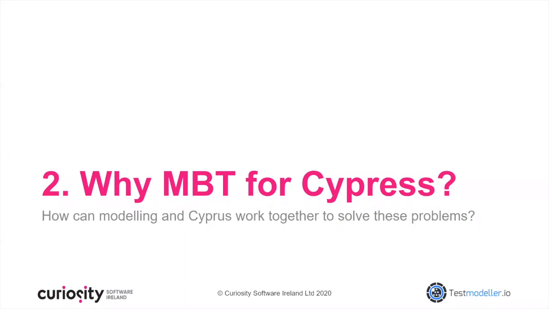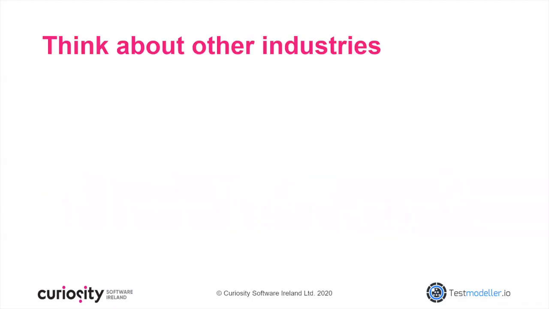Now, one of the solutions which we've gotten into for addressing these problems is model-based testing. Okay. Before we show you how this works and what model-based testing is, a good place to start is to think a little bit conceptually about some other industries and how they build things. One good place to start is to think about architecture. So let's think about building a house.